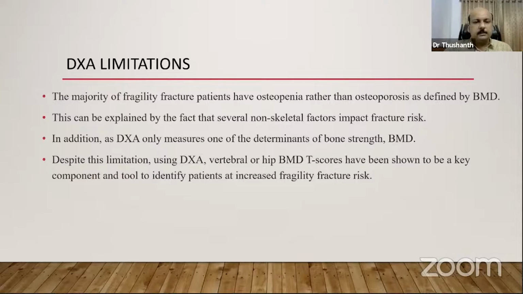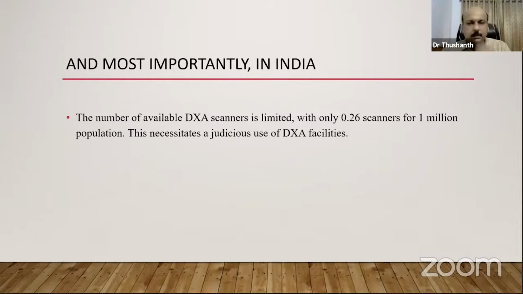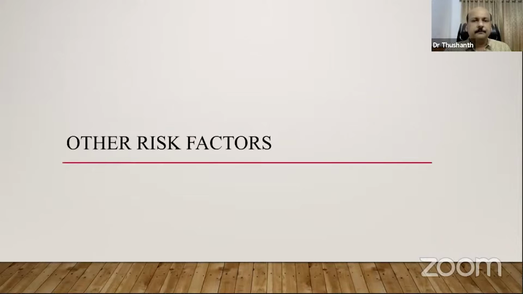But despite these limitations, using DEXA and the corresponding T-score from the vertebra and hip have been shown to be a key component and tool to identify patients at increased fragility fracture risk. And most importantly, in India, we have fewer resources available. The number of available DEXA scanners in India is very limited, with only around 0.26 scanners per 1 million of the population. And this necessitates a judicious use of the DEXA facilities.